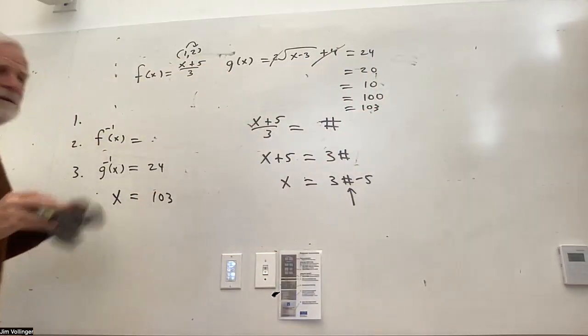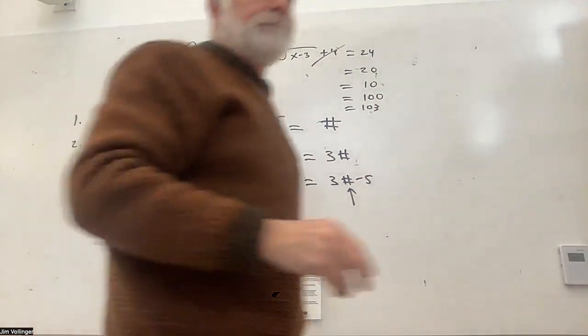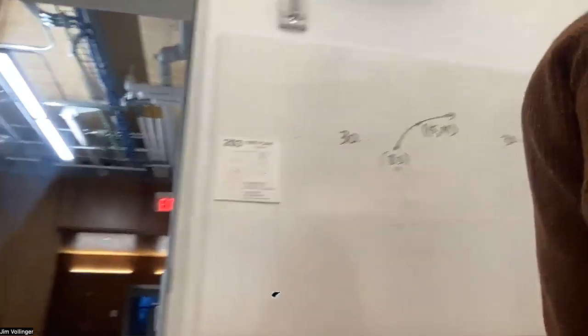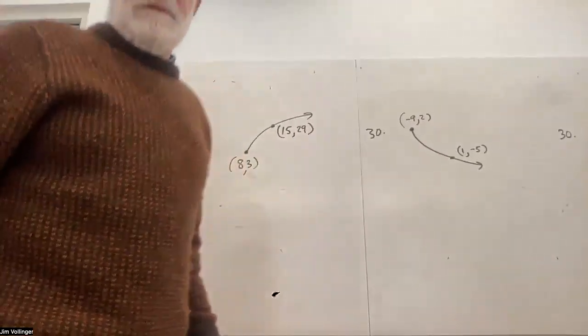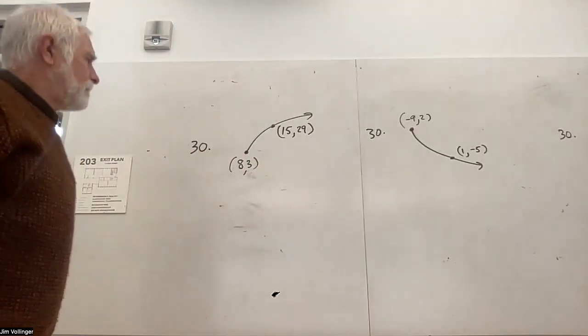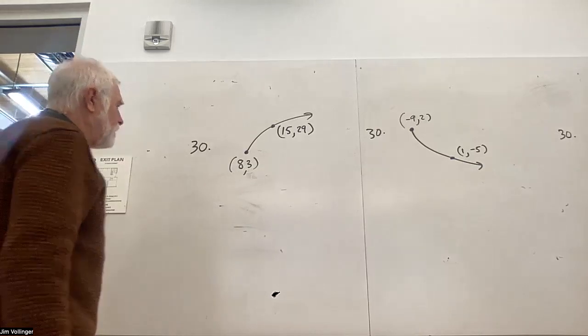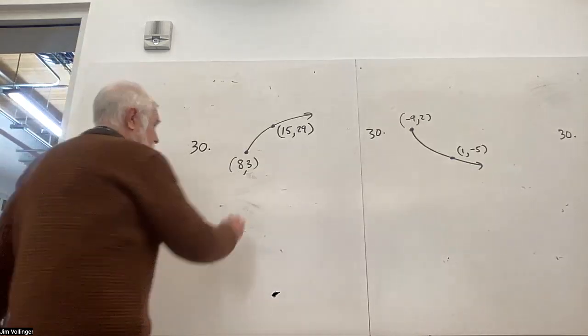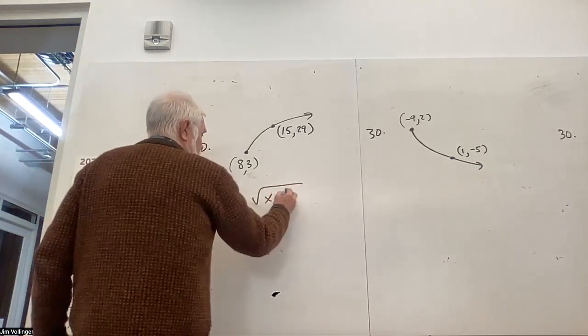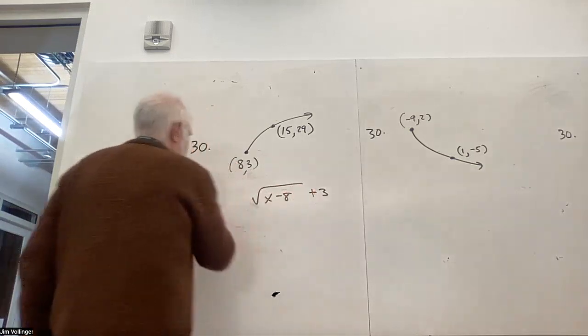All right, we're just going to say that's enough of those problems. Shortcut it just a little bit. Pretty straightforward stuff. Now we're going to go down the line. We're going to write these equations quickly. This is a square root function. It's the inverse of the squaring process. And I'm going to write the square root of x minus 8 plus 3.